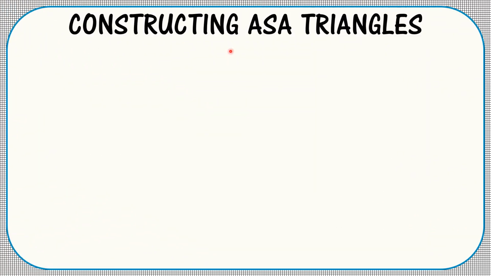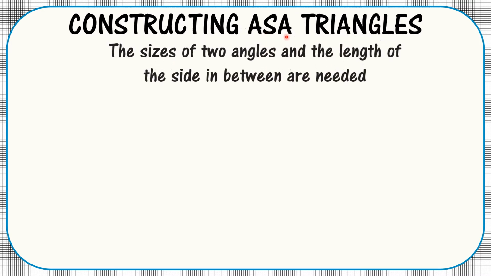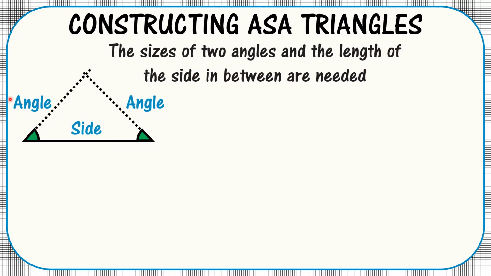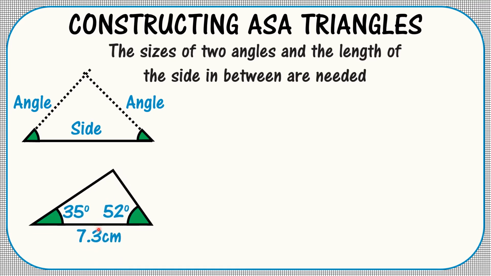The next type of triangles we'll be going through are ASA triangles. So angle, side, angle. The sizes of two angles and the length of the side in between are needed. So for example, we have this triangle, we have the angle, we have the side, and we have another angle, and the side is in between. So if we have these three bits of information, we can construct this triangle.